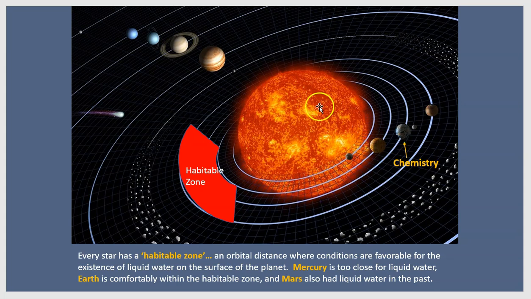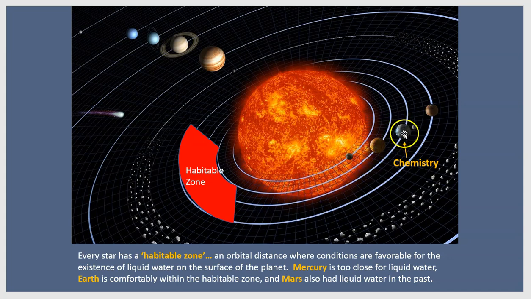Now, every star, like our sun, has what's called a habitable zone. This is an orbital distance where conditions are favorable for the existence of liquid water on the surface of the planet. Mercury is just too close to the sun for liquid water. The water would be evaporated off the planet. Earth is comfortably within this habitable zone, shown sort of between the orbits of Venus and Mars. And Mars also had liquid water in the past. So again, it looks like Earth is just right in this nice habitable zone. It's not too close or not too far away from the sun.